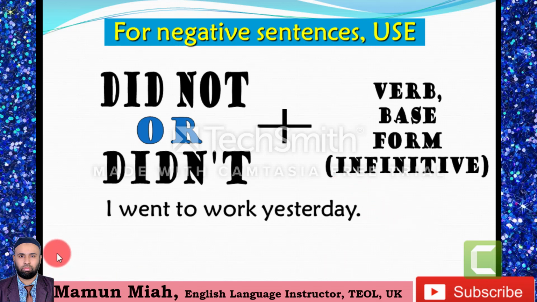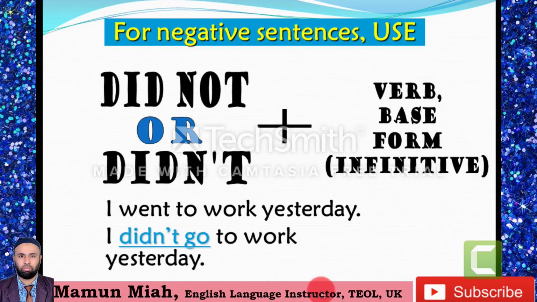For example, I went to work yesterday. This is a past simple tense, and this is a positive form, positive sentence, affirmative. Negative form, I didn't go. Because of why? Here is the verb went, and the base form go. And we came to learn that for a negative sentence you have to use did not or didn't. That is why I didn't go to work yesterday.